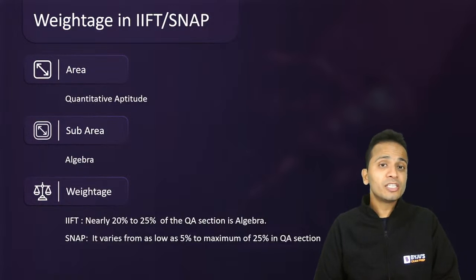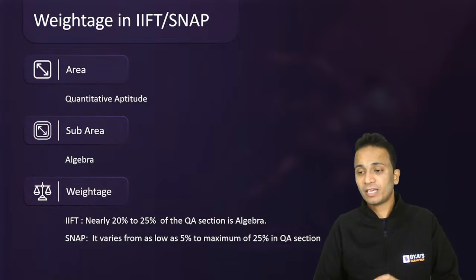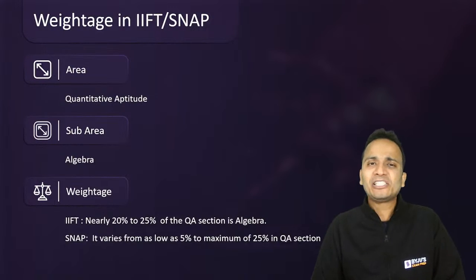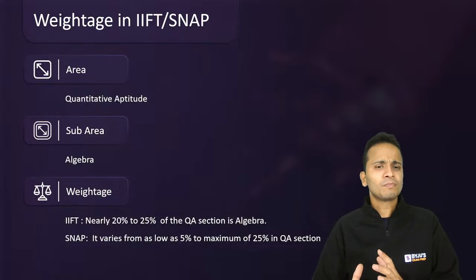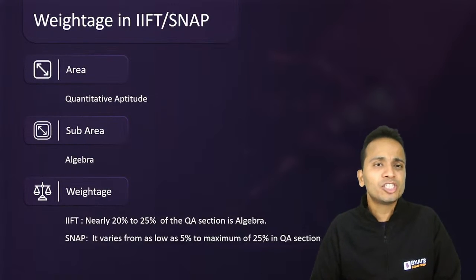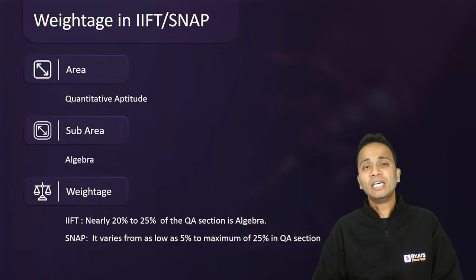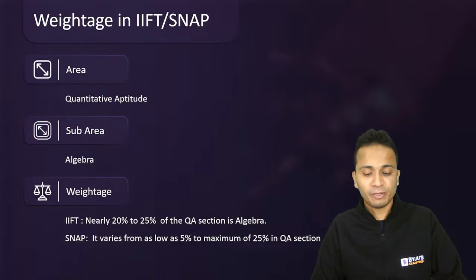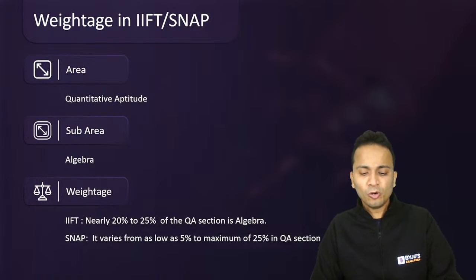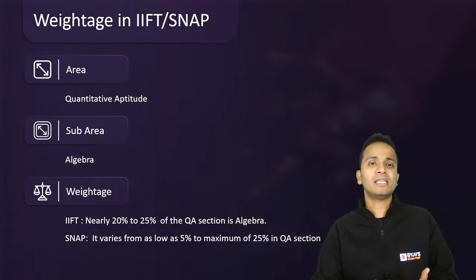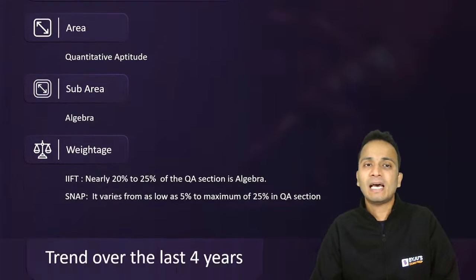Now the weightage varies a lot when it comes to the SNAP examination. So we have seen as low as 1 or 2 questions in SNAP and as high as 6 to 7 questions in SNAP. So yes, the percentage weightage of algebra in SNAP may vary from 5% to 25%. This as we have seen in the previous year papers of SNAP. All right, so this is the weightage of algebra. This is how important algebra is from the point of view of IFT and SNAP examination.